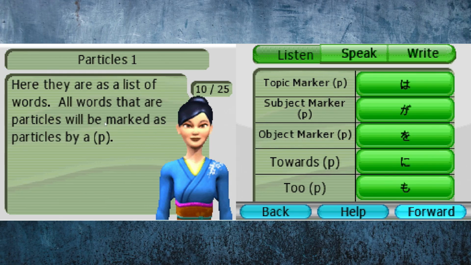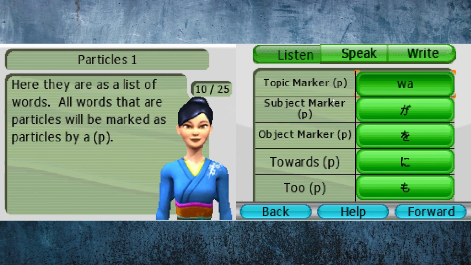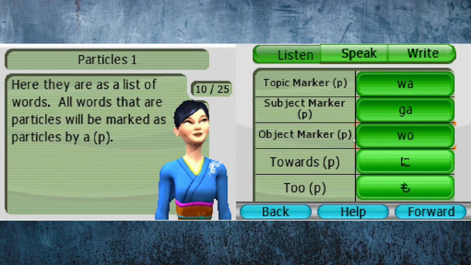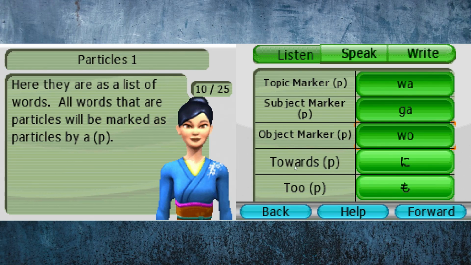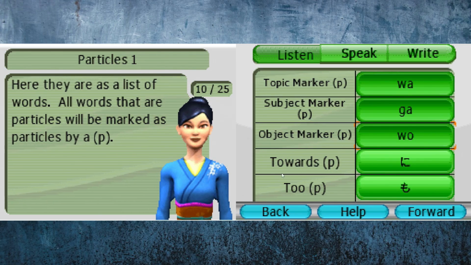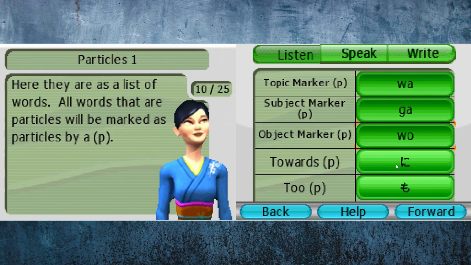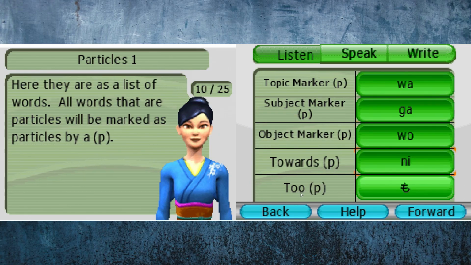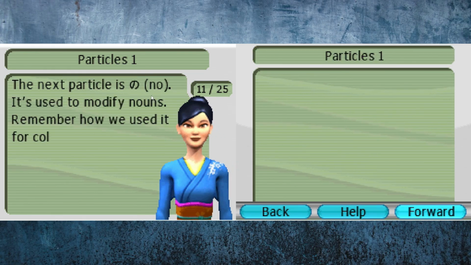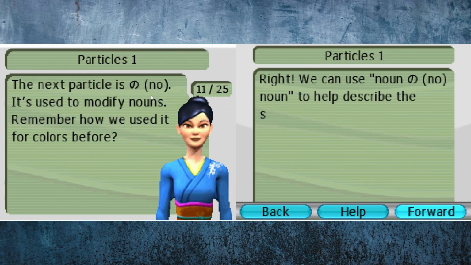Here they are as a list of words. All words that are marked will be marked as particles by a P. Topic marker, particle wa. わ Subject marker, particle ga. が Object marker, particle o. お Basically the place particle, it means in or at, so I don't know why it says towards, but towards particle ni. に To or also is mo. も And the next particle is no, which is possessive. It's kind of like an apostrophe s in English.